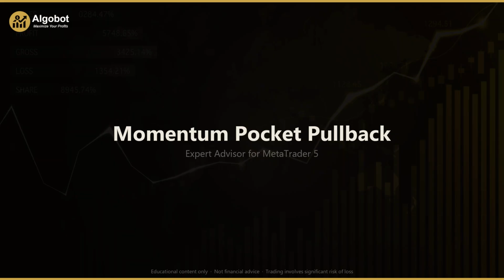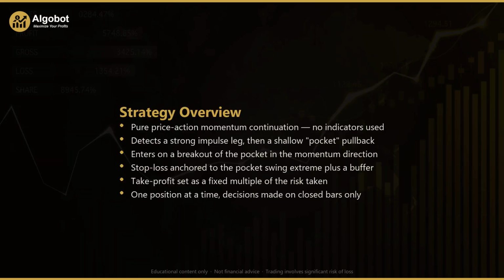What makes this one interesting is that it uses no traditional indicators at all. There are no moving averages, no oscillators, nothing painted on the chart. Instead, it reads raw candles to find strong momentum, waits for a brief and shallow rest it calls a pocket, and then trades the continuation. By the end of this video, you'll understand how it spots a setup, where it enters, and how it manages risk. Let's get started.